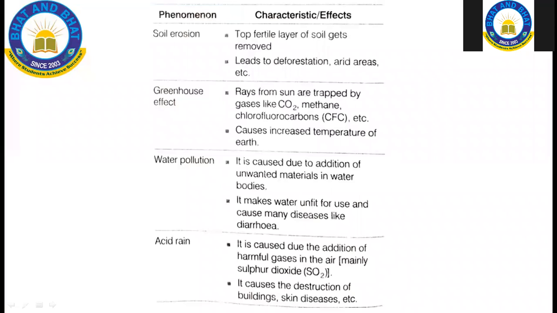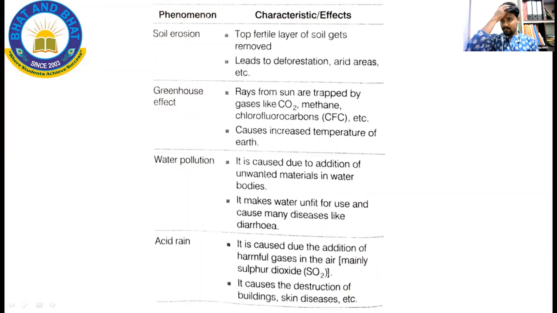Right. So CFC, computer science education? CFC is chlorofluorocarbons, not computer science education. Please remember that. Now we will get started.